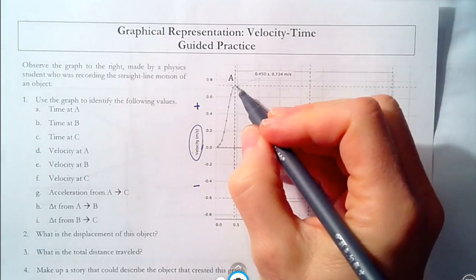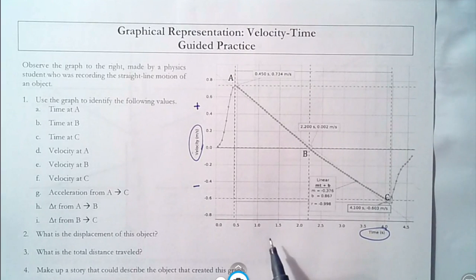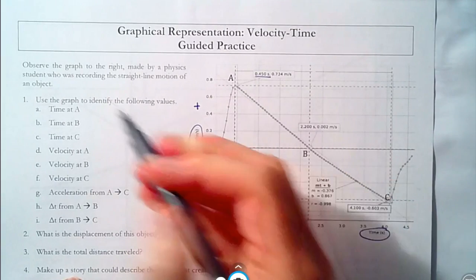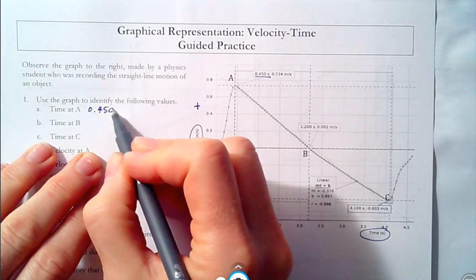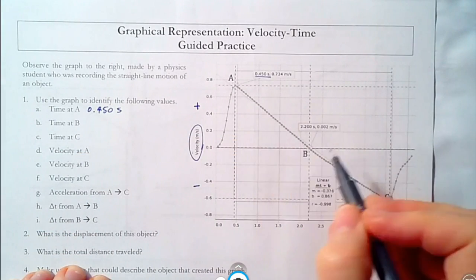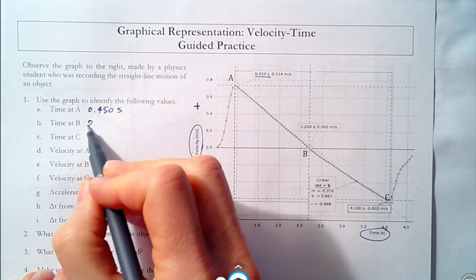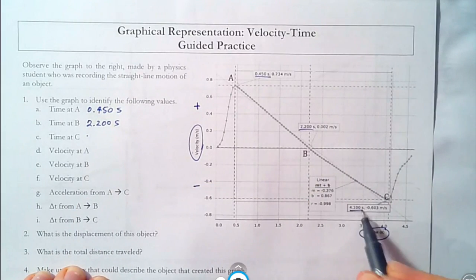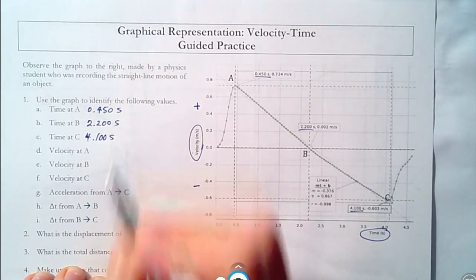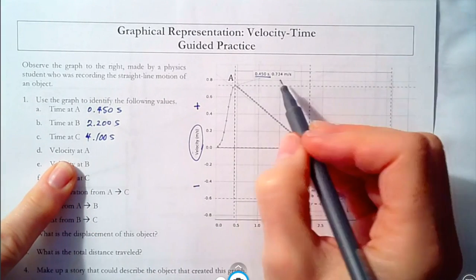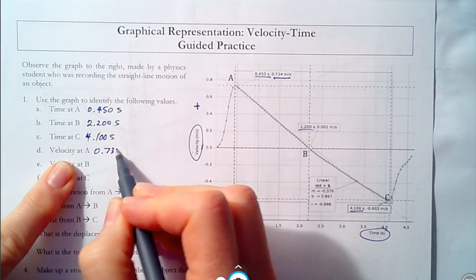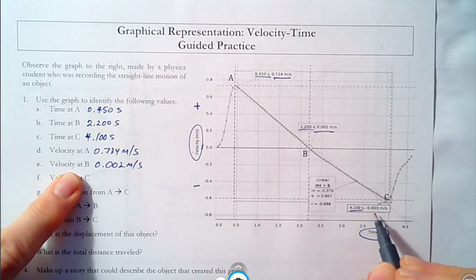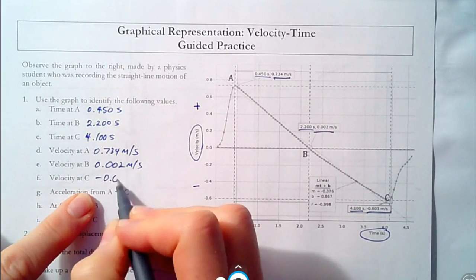So using this information, this is a Pasco Capstone graph with labeled coordinates and all that. So we're going to use this. So here's point A's time. And here's point B's time. And here's point C's time. And then the velocity at A is going to be this value. At B is this value. And at C, we've got negative 0.603.